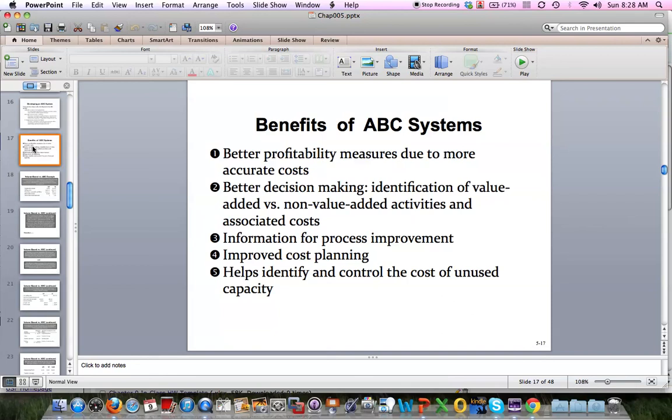Information for process improvement, right? We should be able to be better, more efficient at manufacturing whatever it is we make. Improve cost planning, get a better handle on our costs, be able to project costs a little bit better. That's an important thing. And it helps identify and control the cost of unused capacity. So in other words, what's the cost of not using our full capacity? There's a cost to that, and how can we find out what that is, and then once we know, minimize that.